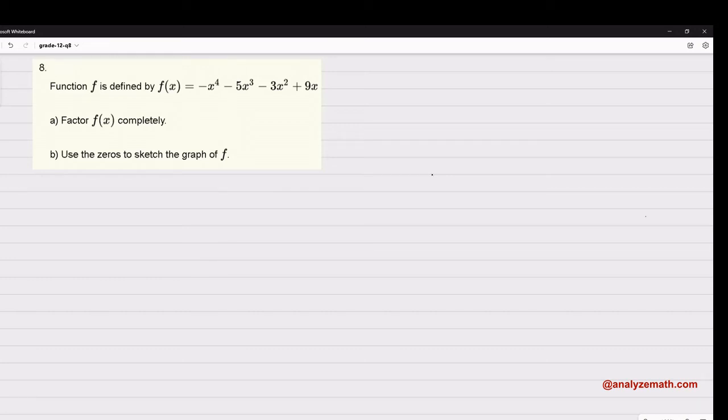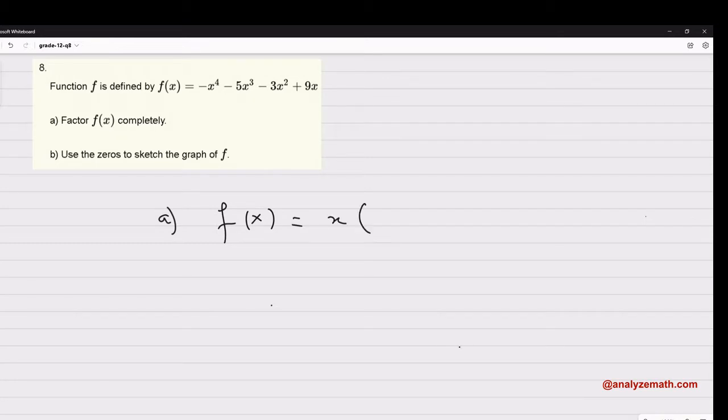In this video, we're going to factor a polynomial function and then sketch it using its zeros. So the first thing we are going to do is factoring. Now, looking at the function f(x), it's obvious that we can factor x out.